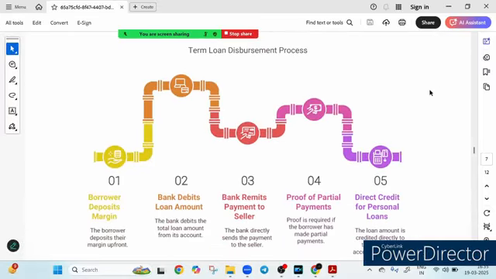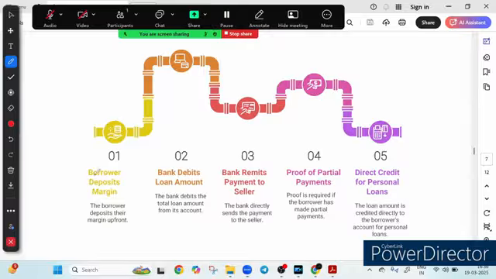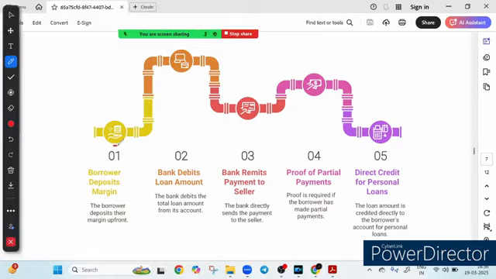Now let's look at the term loan disbursement process. Friends, let's explore the term loan disbursement process step by step. First of all, it begins with the borrower contributing their share upfront, which is called margin. So the borrower deposits margin. This margin ensures the borrower has skin in the game before the bank moves forward. Then the bank debits the loan amount.